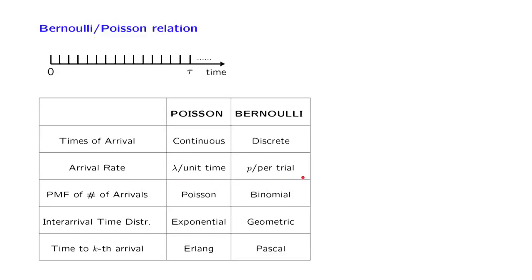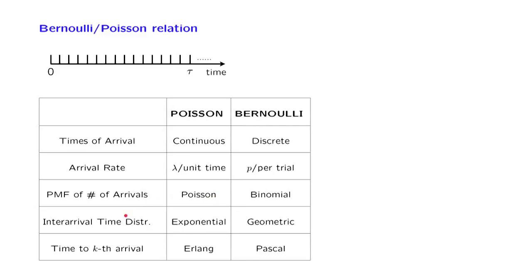Based on our model, we were interested in three kinds of quantities, and we found the distributions of them. The first quantity is the number of arrivals during a certain time interval. For the discrete case, the number of arrivals has a binomial distribution, whereas for the Poisson case, the distribution is that of a Poisson random variable.